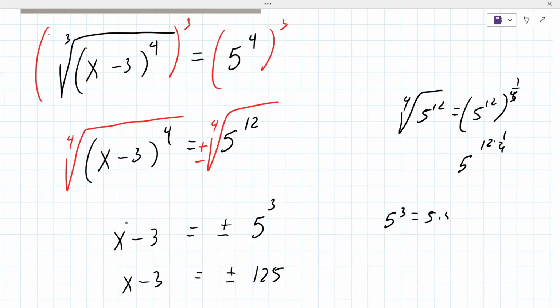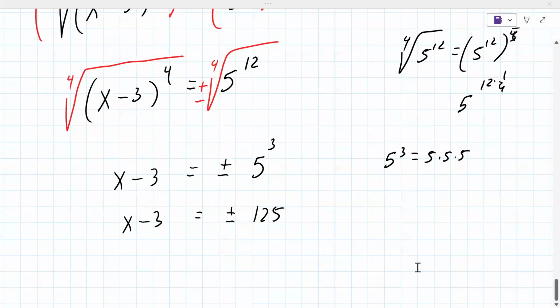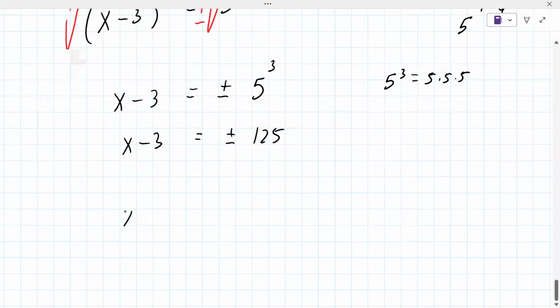5 to the power of 3 is 5 times 5 times 5. Let me know when you get caught up to here. There's really two problems here. It's really x minus 3 equals 125, and x minus 3 equals minus 125. Go ahead and solve those. I'm going to step away for 30 seconds, but I'll be right back.